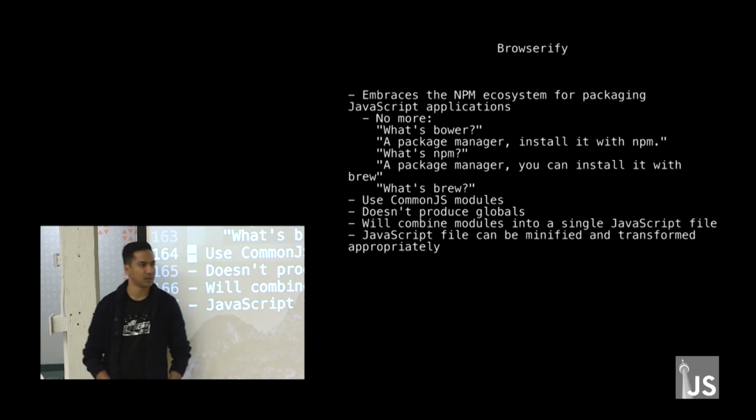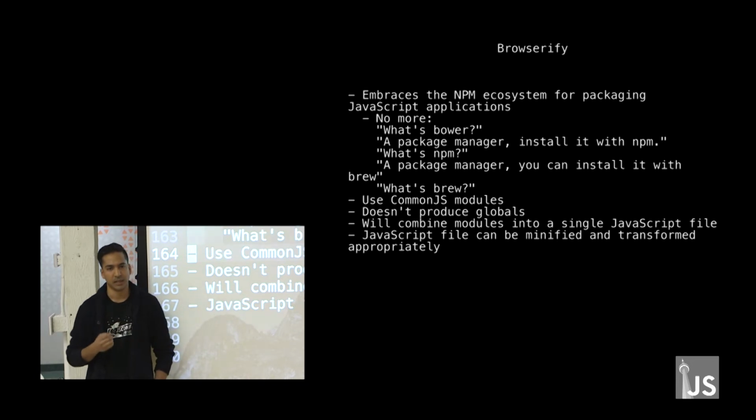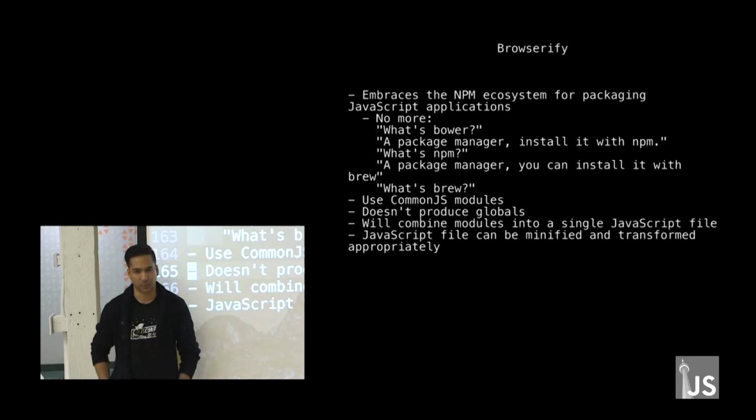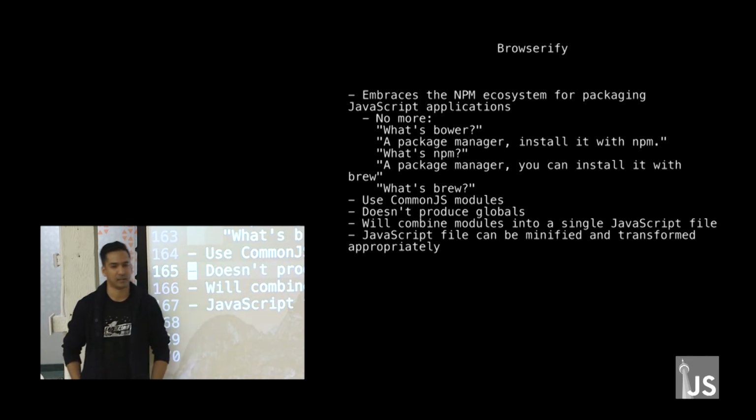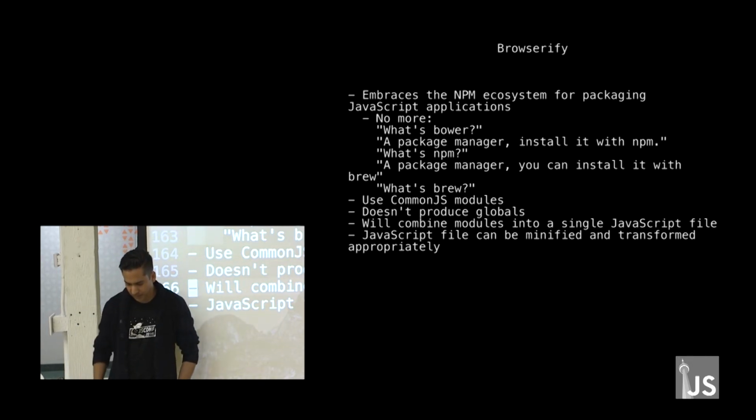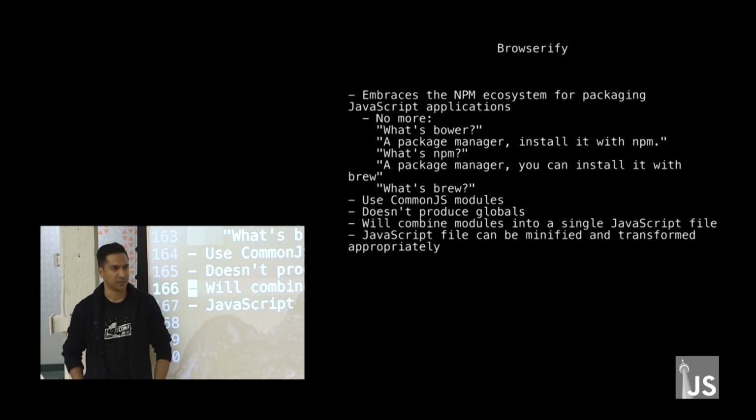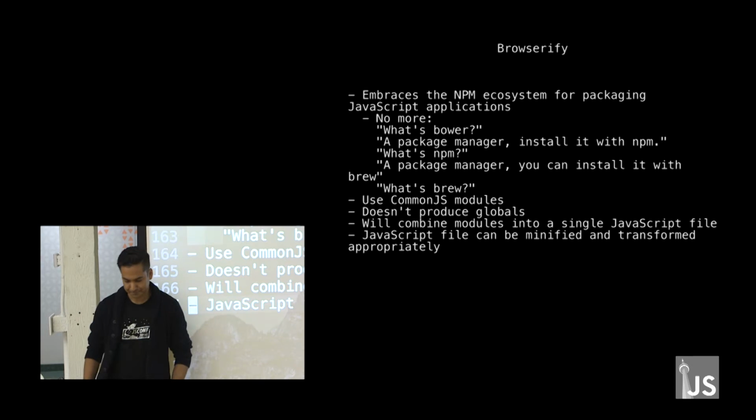They use CommonJS modules. So once again, everything's modularized, but it's modularized using the CommonJS syntax as opposed to the AMD syntax. It doesn't produce globals, which was something kind of new for Browserify. The way that it packages and loads all your code, it does it in a way that doesn't introduce any additional globals other than what Browserify needs to operate. That helps mitigate security attacks, XSS attacks, and so on. Browserify will combine these modules in a single JavaScript file. I mean, there are other ways Browserify can do things, but this is the default. And that JavaScript file can be minified and transformed appropriately.